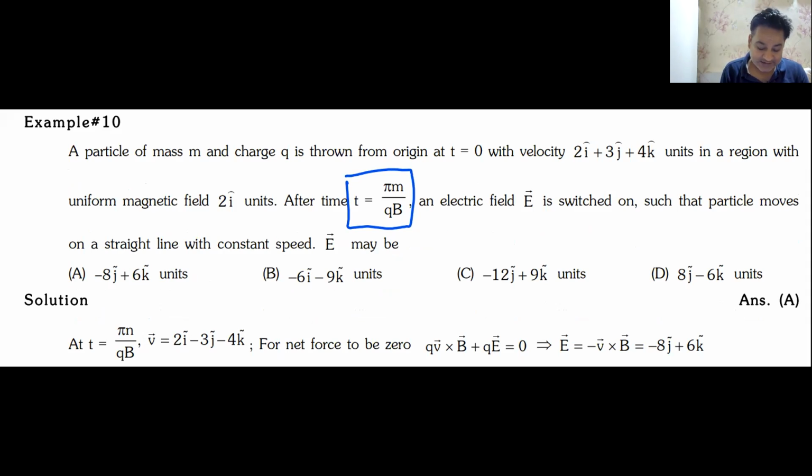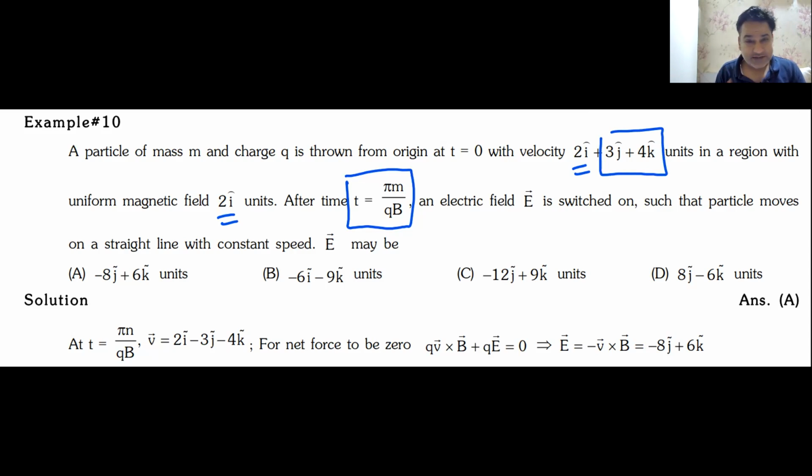We also understand that the magnetic field is along the x-axis, so the x velocity will not change. Only the velocity along y and z will change because this particle will be moving in a helical path, and the circle of this helical path will be in the yz plane. Yes or no? Please raise your hands and let me know.